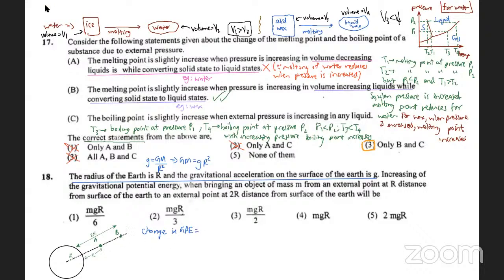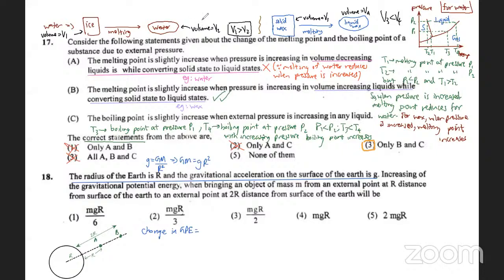B? Can someone tell me which point will have higher potential energy, A or B? A or B? Which point will have higher potential energy? Hurry up. People, the point with higher potential energy will be B.